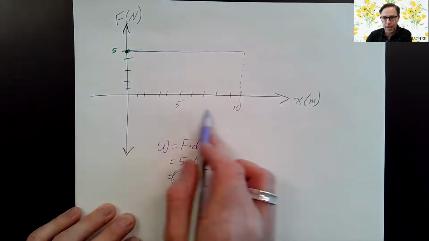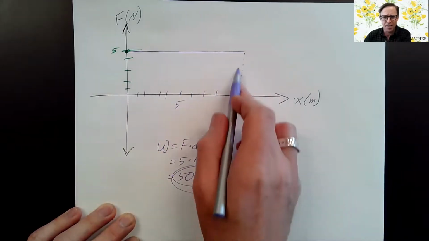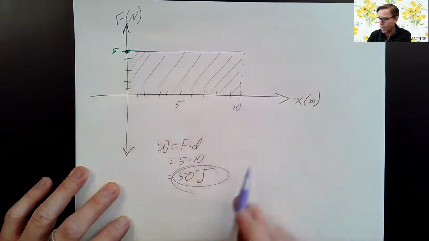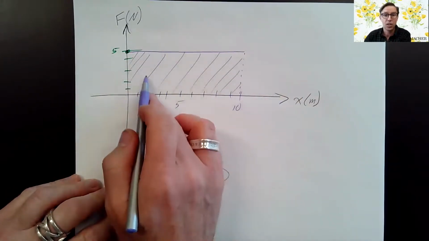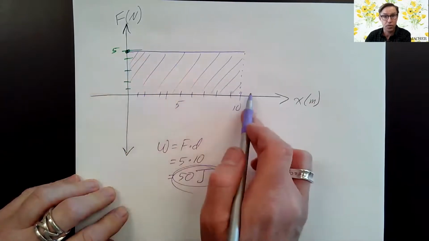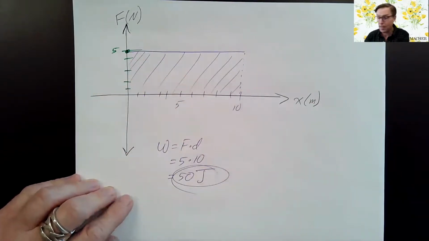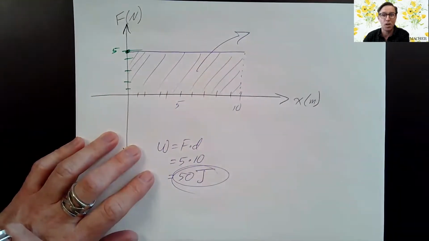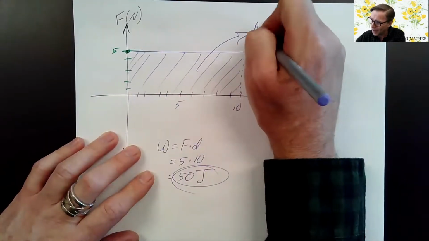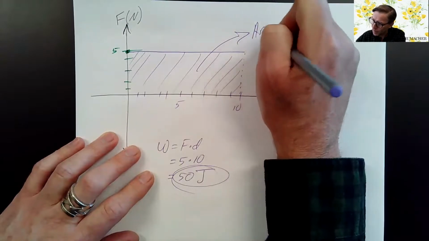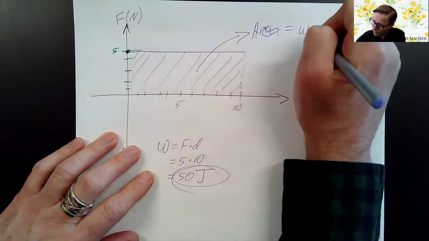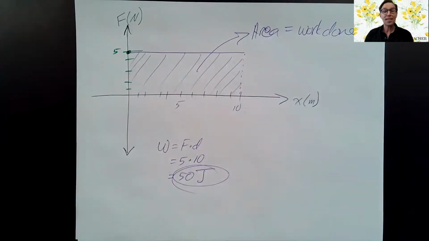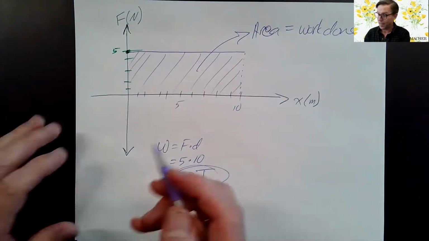But what you might be noticing is, hey, there is a rectangle here of length 10 and height 5. And the area of the rectangle is also 50 newton meters. Huh. And that turns out to be a relationship that always holds true. The area equals work done.